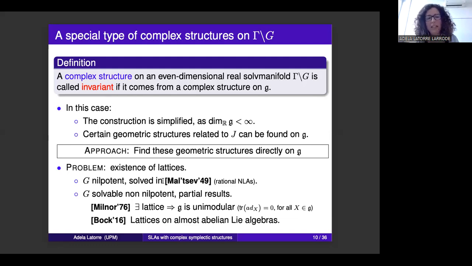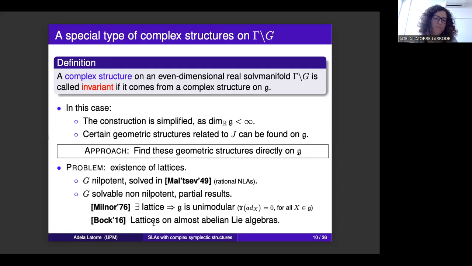However, if the Lie group is solvable but not nilpotent, there is no general theory about lattices. There are only some partial results. For instance, there is an obstruction: if a lattice exists, then your Lie algebra must be unimodular.